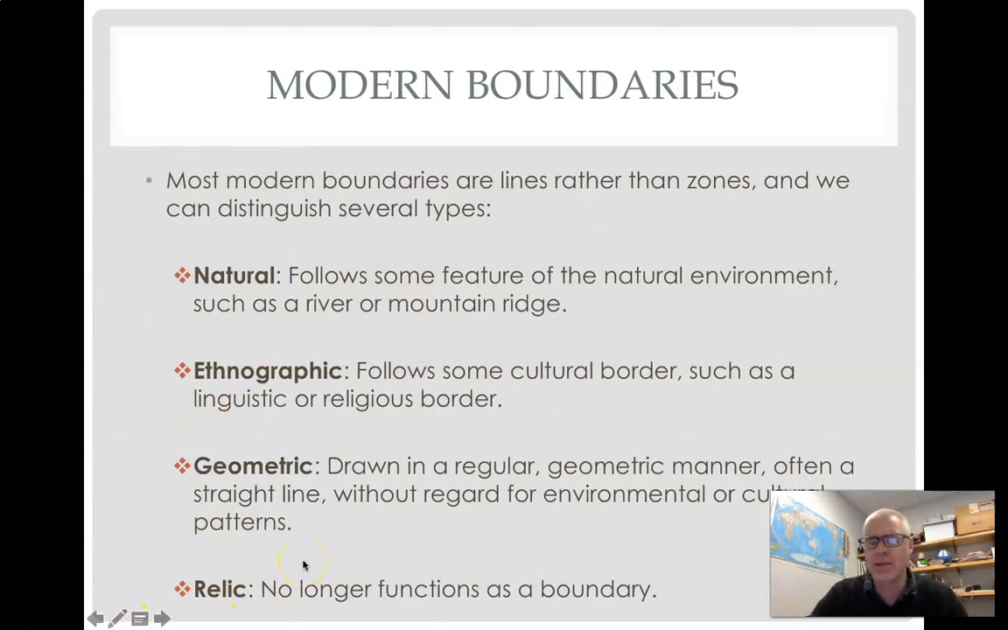There's another term the book mentions called a relic border. Essentially, this is a border that no longer really functions as one. So it's like a previous border. Like, for instance, there used to be a very militarized and definite border between East Germany and West Germany. That's not there anymore. It's a relic. You can still find pieces of the wall or old border stations as tourist attractions, but really there's no border there any longer.